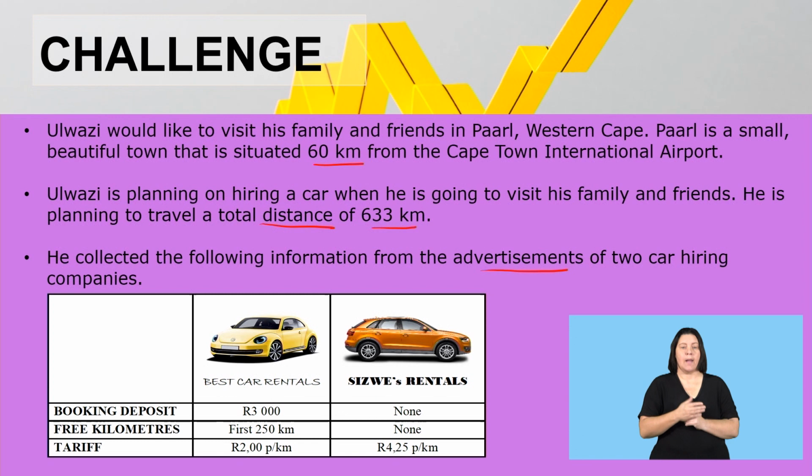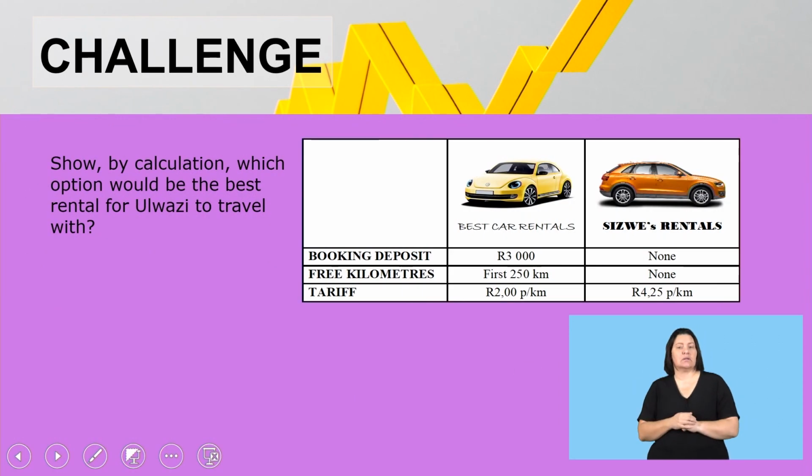So if I look at this, we have Best Car Rentals, and Seasway Rentals on the other side. Booking deposit, 3,000 for the one, none for the other one. With Best Car, the first 150 kilometers is free. With Seasway Car Rental, you don't get any free kilometers. Then the tariff per kilometer with Best Car is 2 Rand per kilometer, and with Seasway it is 4 Rand 25 cents per kilometer. What is your challenge for this week? Show by calculation which option would be the best rental for Ulwazi to travel with, keeping in mind all the information that was given to you.